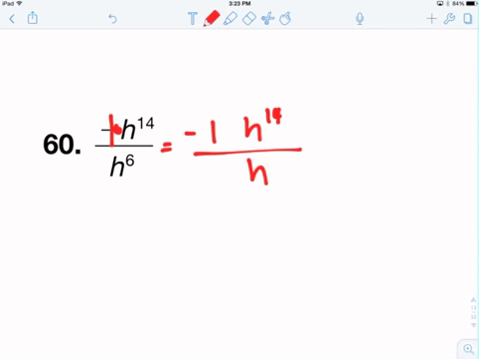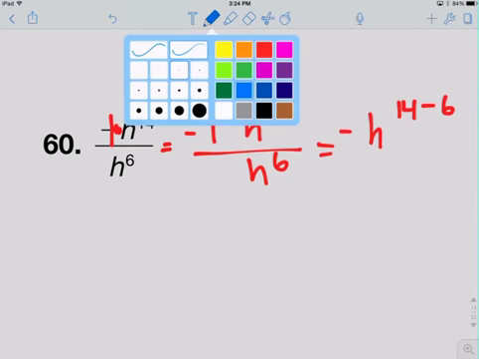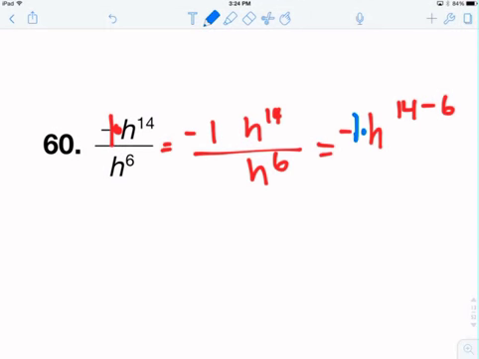H to the 6, right? So you minus 14 and 6, because we don't want to write it out and cross it out. So it's negative h to the 14 minus 6. You understand what that negative means, though? It means it's a negative 1 times whatever that answer will be. It makes the answer negative. So you got negative h to the 8th power.